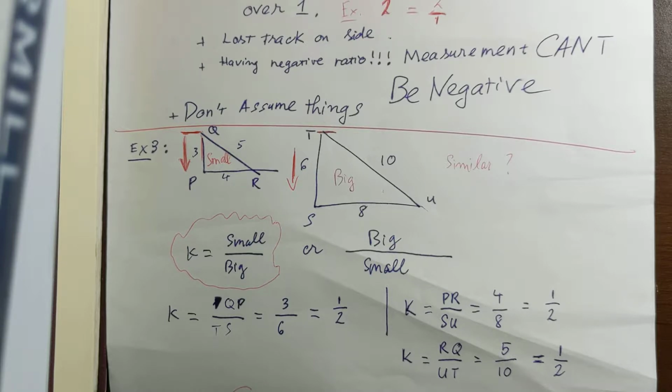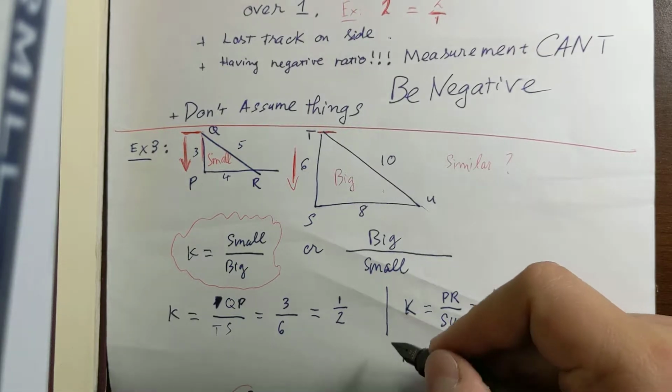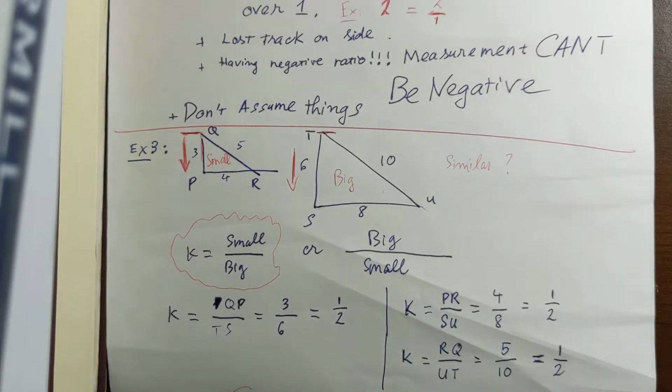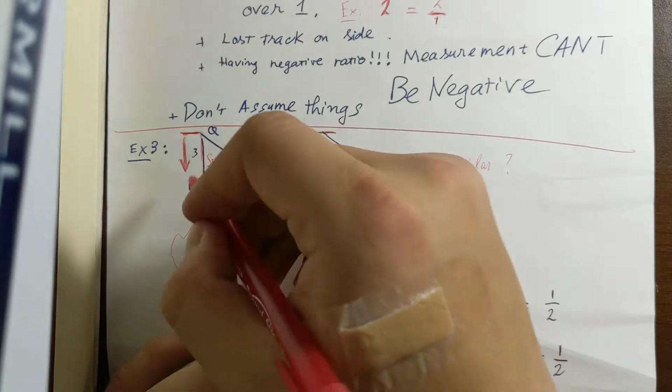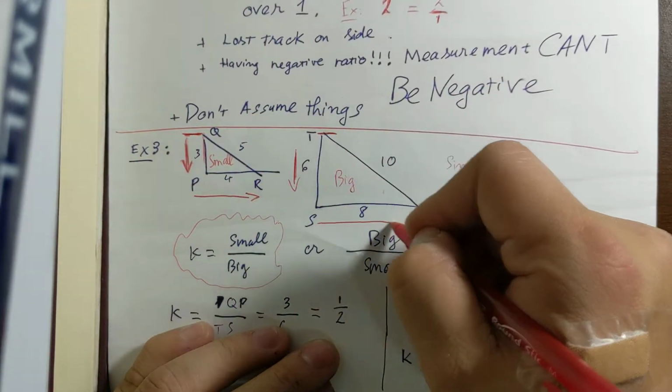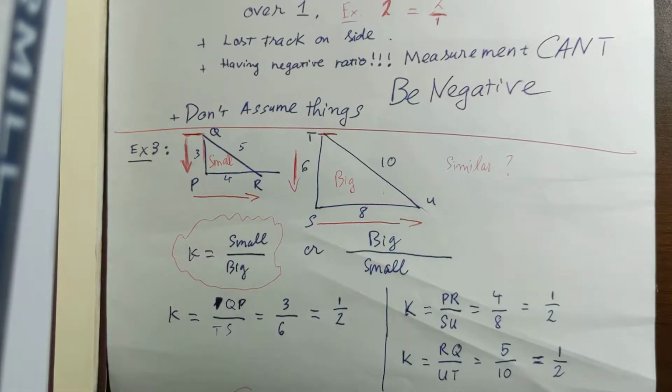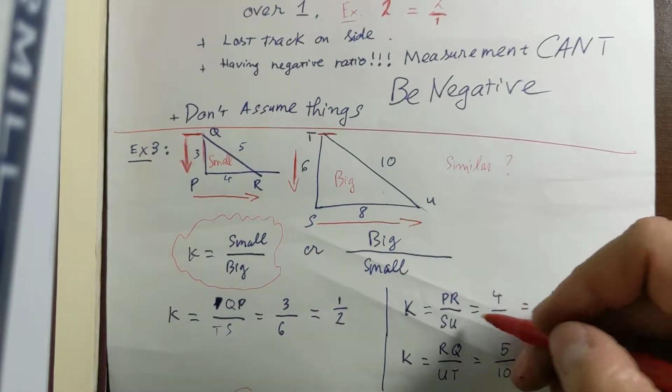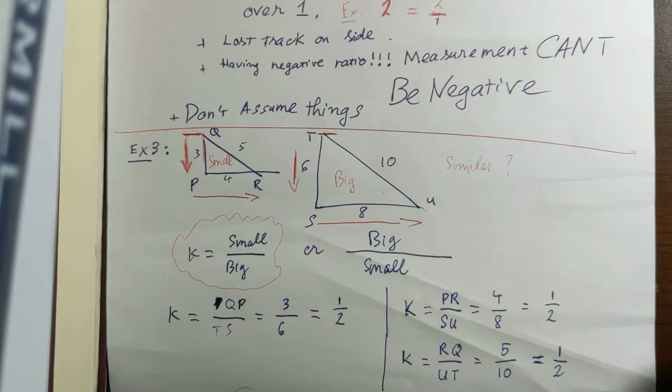QP over TS will be 3 over 6. If you simplify that, it should give you 1/2. If you have a question about it, you seriously need to use a calculator. After the first ratio, the second ratio will be what? Follow that path. Now at P, we're going to go to R. Same thing here. The next will be PR over SU. PR over SU will be 4 over 8. Simplify that, you will have 1/2.